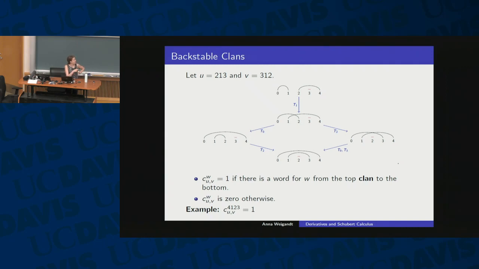And we look at all the different legal ways of starting from the starting clan and getting to the rainbow clan. And then this rule says that the Schubert structure constant, C_{U,V}^W, is 1 if there's a reduced word for W from the top clan to the bottom clan, and it's going to be 0 otherwise. So for example, we have this word. Here we really want W to live in the positive symmetric group, so it can't have any zeros. But this T1, T2, T3 path would give us this permutation here.